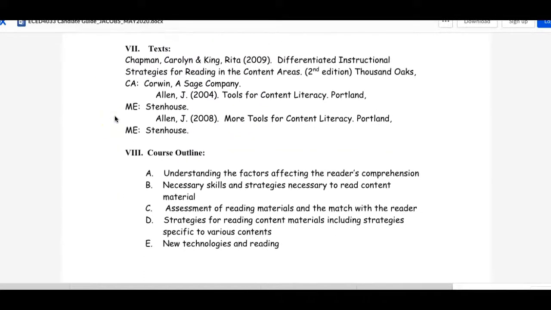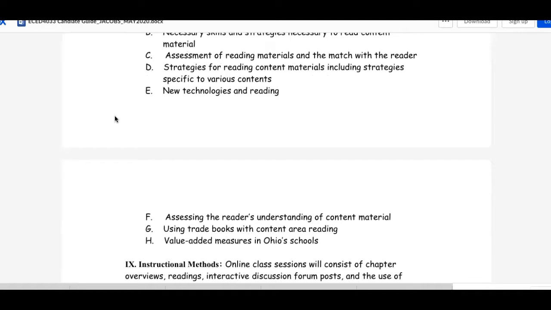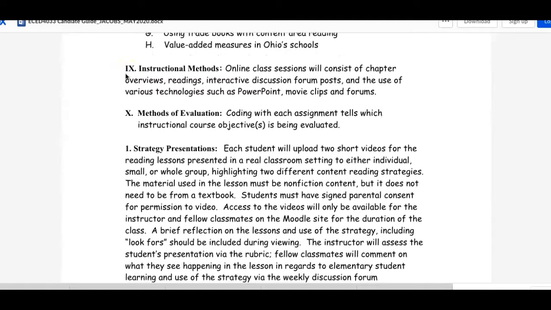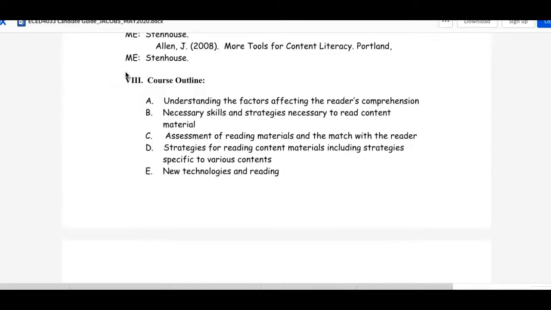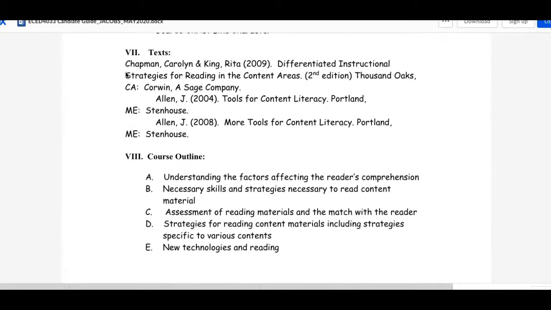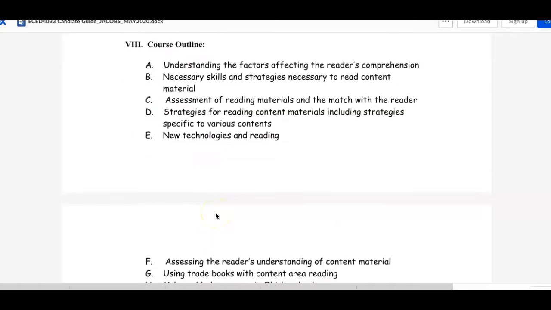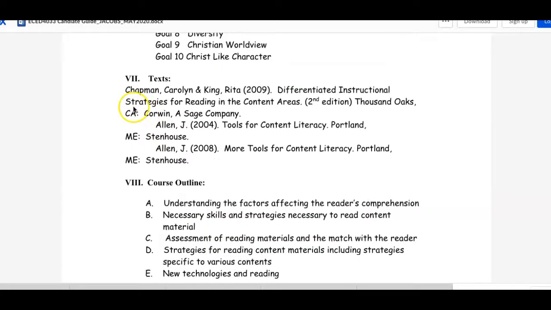So just going right through and looking at the syllabus a little more, I see some names on here that are familiar. I'm looking forward to reconnecting with you that I've had before and getting ready to know the ones that I have not yet. So here are the texts.